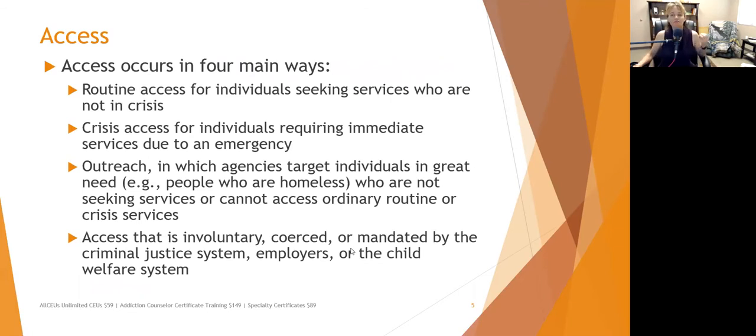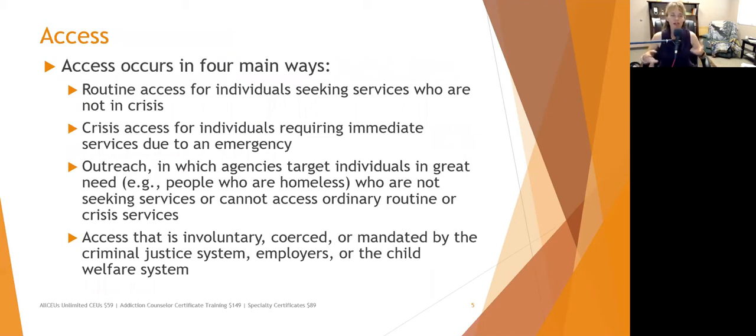So access occurs in four main ways. There's routine access for individuals seeking services who are not in crisis. And that's what I was talking about with the walk-in clinic and then putting them in the intervention level groups. Those people are not in crisis, but we're able to keep eyes on them to make sure that they don't decompensate. Then there's crisis access for individuals requiring immediate services, either because of their level of intoxication, they need to get into detox now, or because of their mental health status, they need to get into crisis stabilization now, or they need something in between.